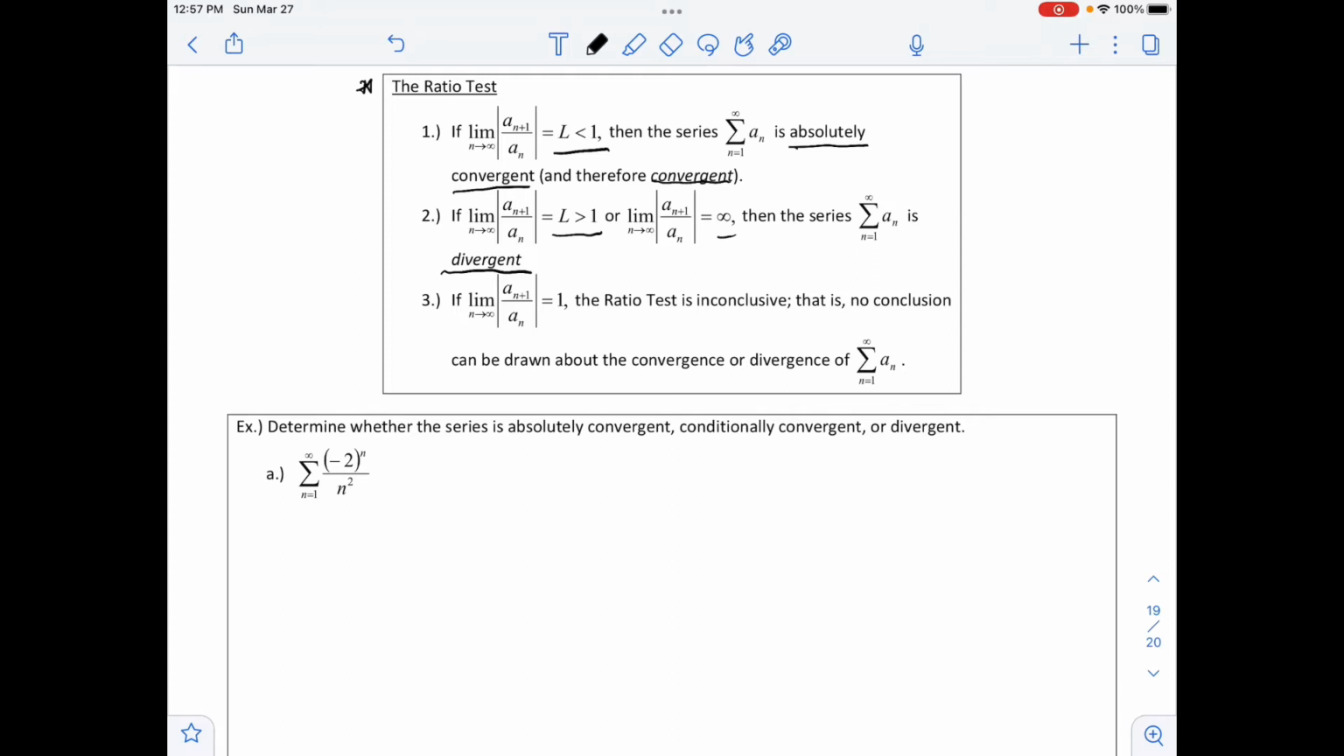Number 3 says if the limit as n approaches infinity of a sub n plus 1 over a sub n is equal to 1, then the ratio test is inconclusive. That is, no conclusion can be drawn about the convergence or divergence of the series of a sub n. So we'd have to look at some other tests to use in this case. So definitely another test that we need to know, and know those conditions.